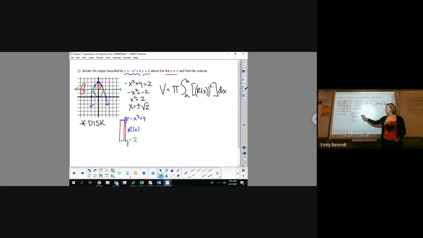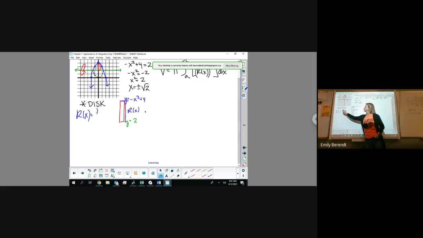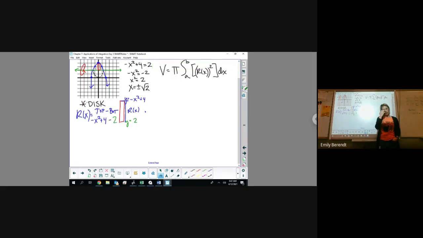So when you go to do top minus bottom on this one, you have negative x squared plus 4 minus 2. Last time it was minus 0, so it just left us with top. On this one, you need to clean it up. So we get negative x squared plus 2 as the radius.